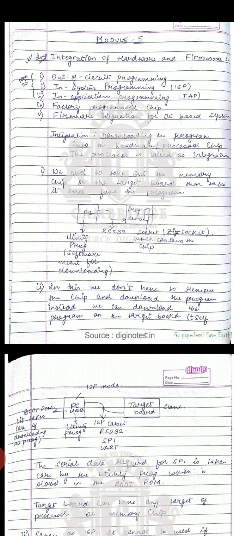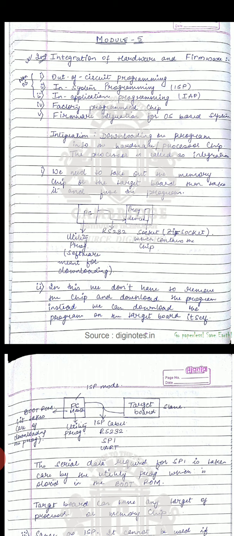And the second method is in system programming. Here also the name itself indicates it is in system. In this method we do not have to remove the chip and download the program. Instead, we can download the program on the target board itself. So we need not remove the chip from the embedded system here.